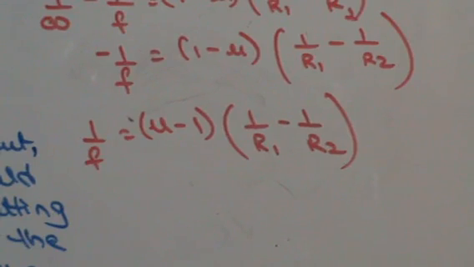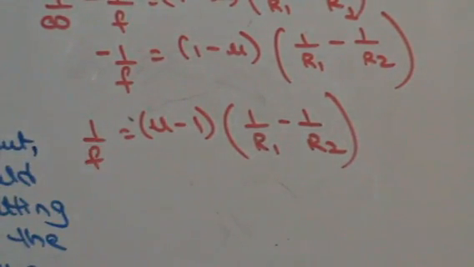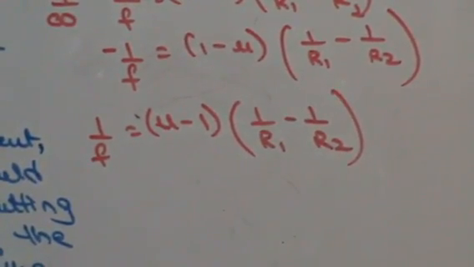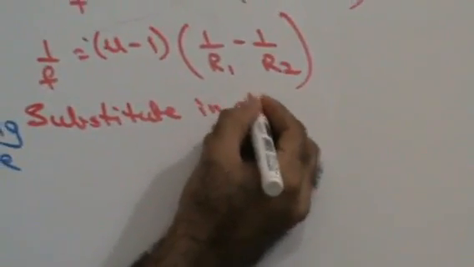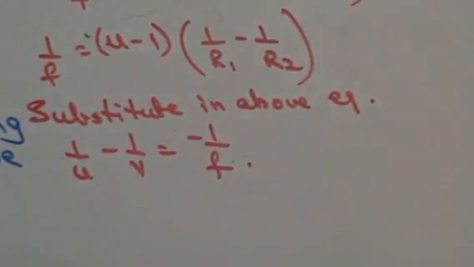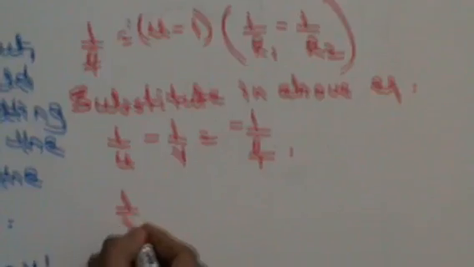Since I want this, 1 minus mu, 1 upon r1 minus 1 upon r2, substitute this in the above equation. So I'll get 1 upon u minus 1 upon v is minus 1 upon f. Take minus sign on the other side, so I'll get 1 upon v minus 1 upon u is 1 upon f, and that is called my lens maker's formula. Right? Do you understand lens maker's equation? So lens maker's equation says that 1 upon f is equal to 1 upon v minus 1 upon u.